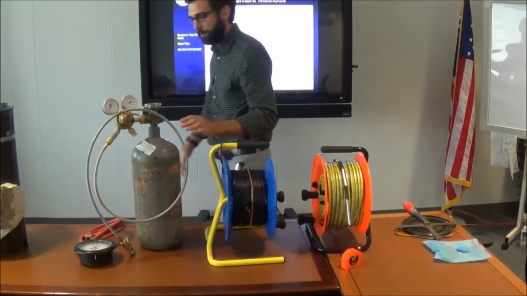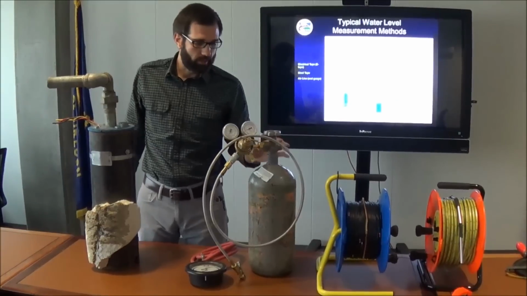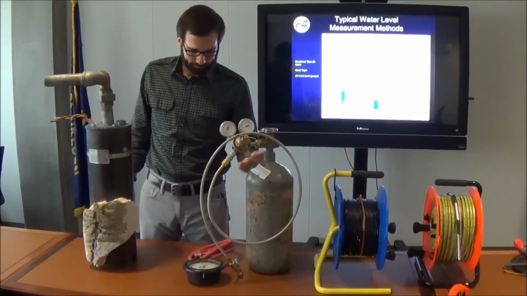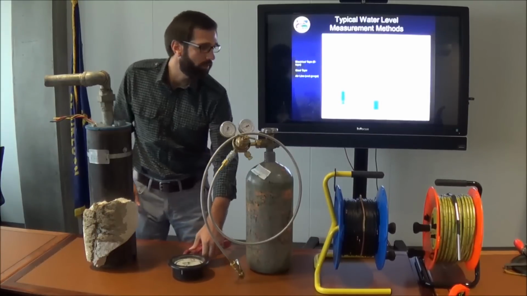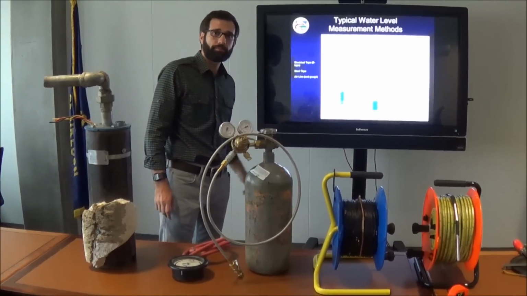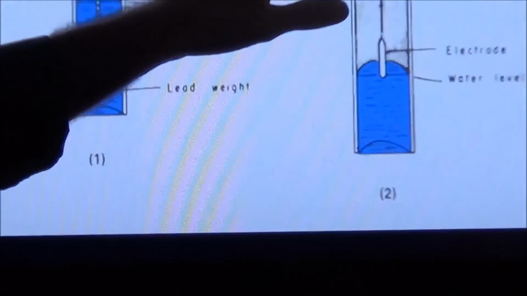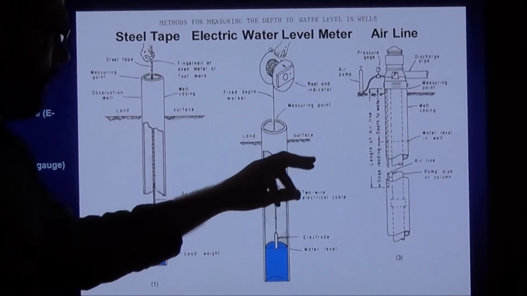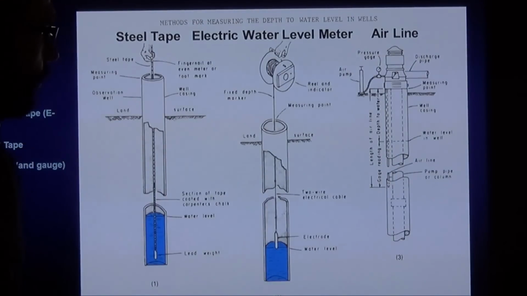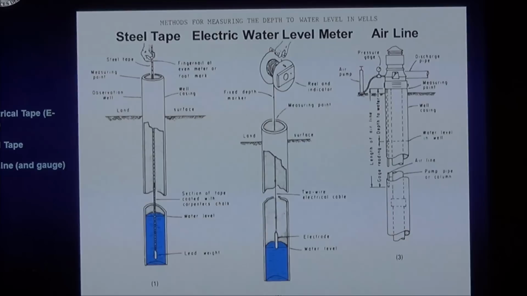Our third method over here is an Airline. Now this is not the Airline itself, this is actually a compressed nitrogen tank. And this is a pressure gauge. Now if we can look up to the screen here, we have a diagram of an Airline in the well. An Airline is essentially a metal or plastic tube that extends from the top of your well down a certain distance beneath the water level.